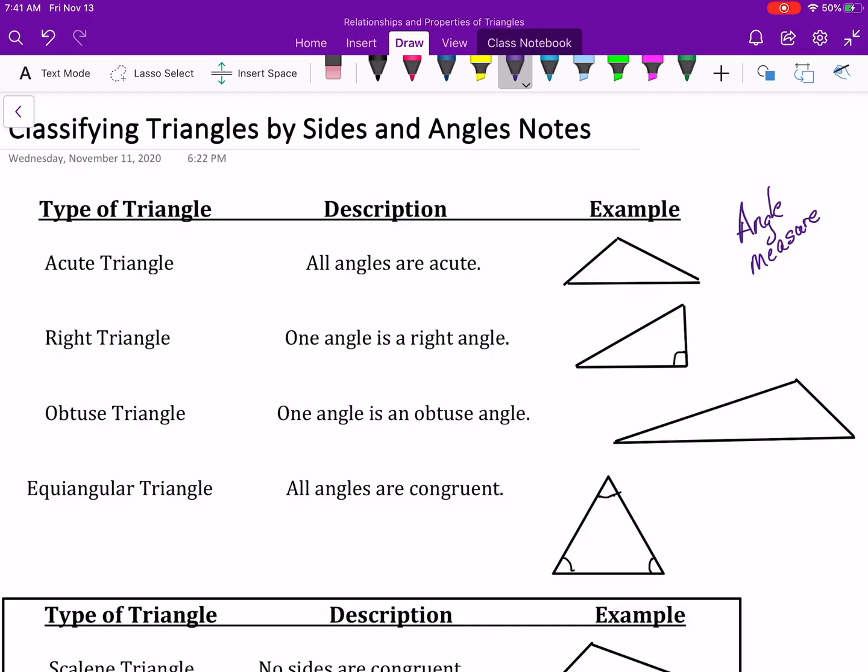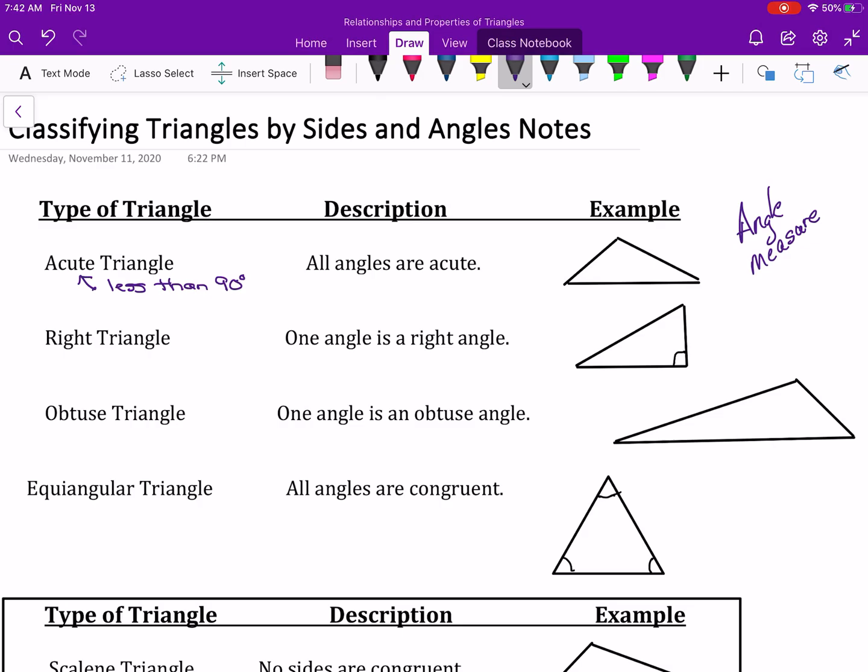So first of all, an acute triangle. Reminder, the word acute means less than 90 degrees. Cannot equal 90 degrees, but is less than 90 degrees. An acute triangle is a triangle that has all three angles measuring less than 90. So there are no large angles, there are no right angles. All three angles less than 90 degrees.